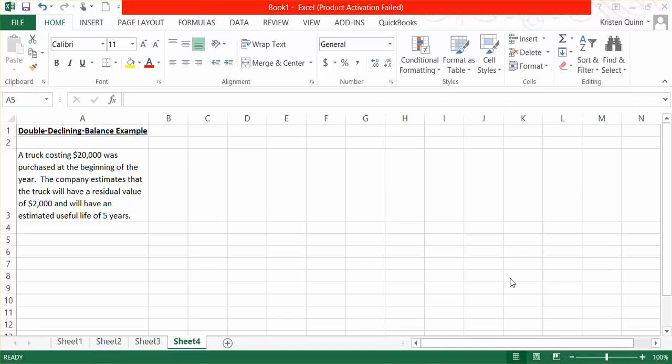In this example, we are going to calculate depreciation expense for every year using the double declining balance method. You'll see on the screen an example. We have a truck that was purchased at the beginning of the year for $20,000. The company estimates that the truck will have a residual value of $2,000 and have an estimated useful life of 5 years. So the first thing that we need to do is to calculate our double declining balance rate.